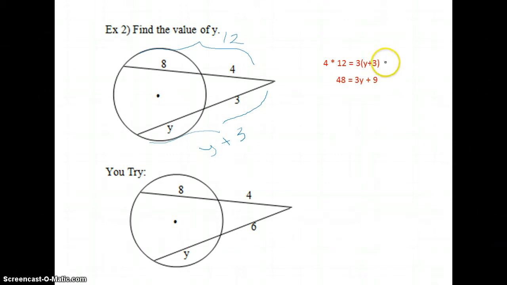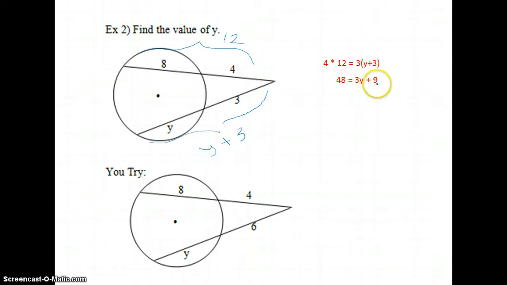Our next step, since we do have the parentheses, we must take that order of operations first. So distribute the 3. So I have 3y plus 9. And then I multiplied the 4 times 12 to get 48. Continuing through, I'm still trying to isolate y.